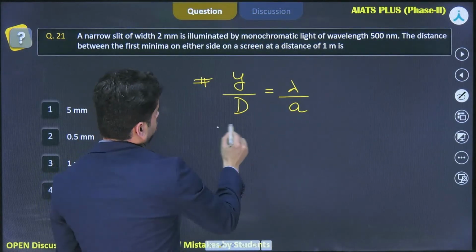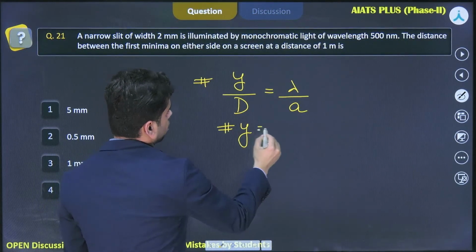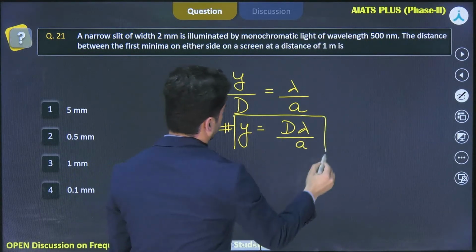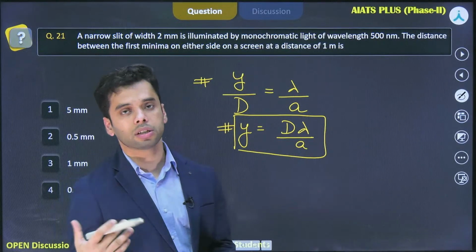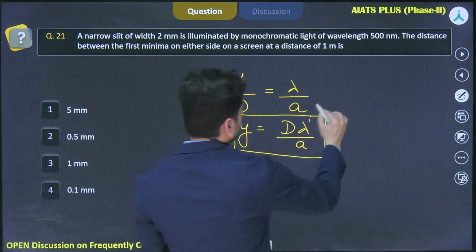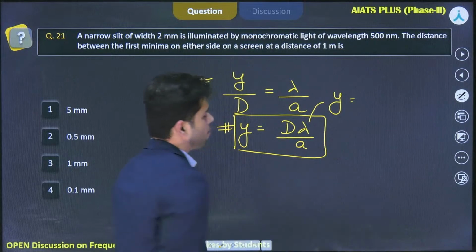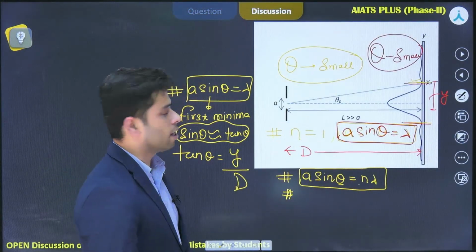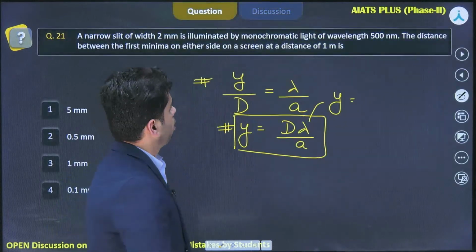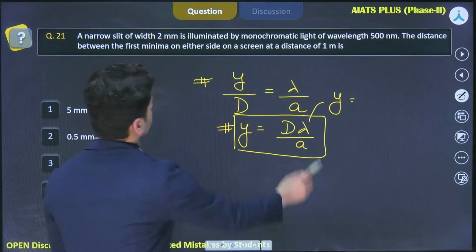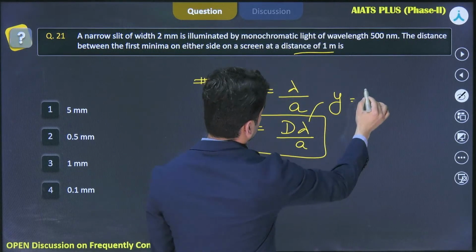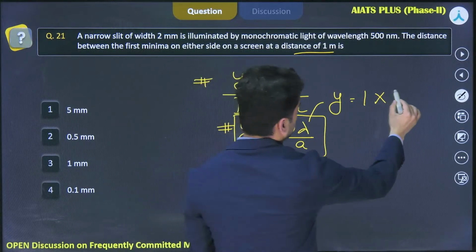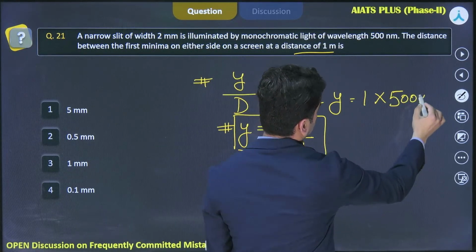So y, that is the distance of first minima, should be equal to d lambda by a. Now let's calculate it. y is equal to d lambda by a, where d is the distance between the narrow slit and the screen, lambda is your wavelength, and a is the width of the slit. Now d is the distance of the screen, which is 1 meter. The wavelength is 500 nanometer. All the units need to be taken care of. So 500 into 10 raised to the power minus 9.